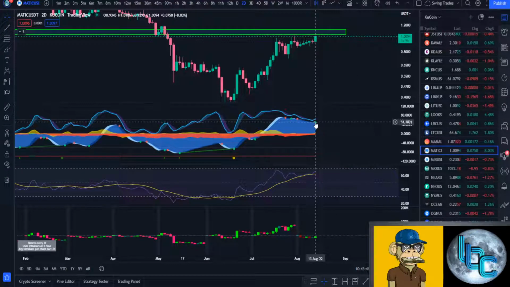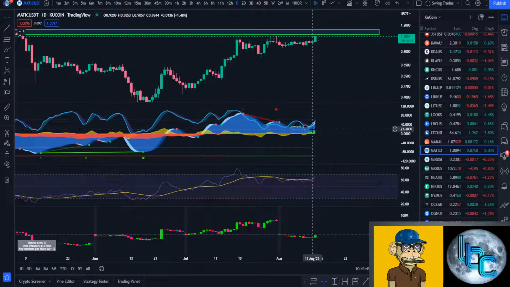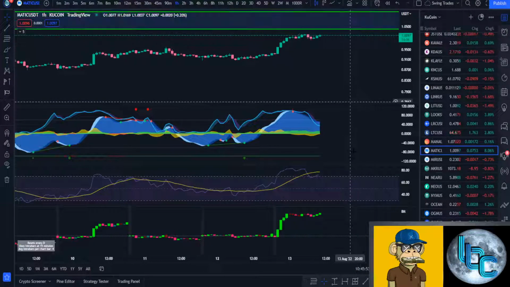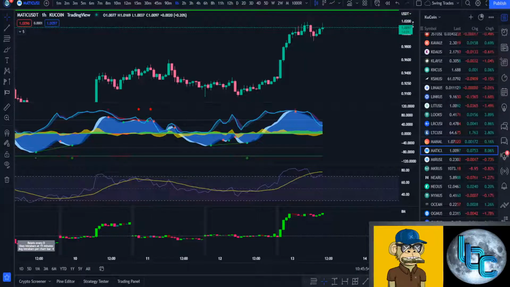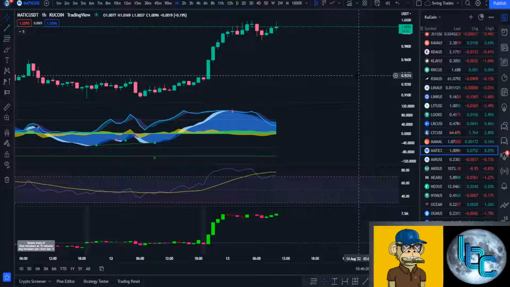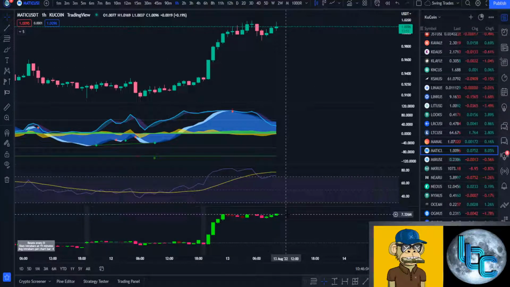Got a green dot on the 2-day. Let's go to the daily. Daily is looking good. Let's go to the hourly. Let's take it down a notch. Let's take a look here. We're getting a little bit of rejection.